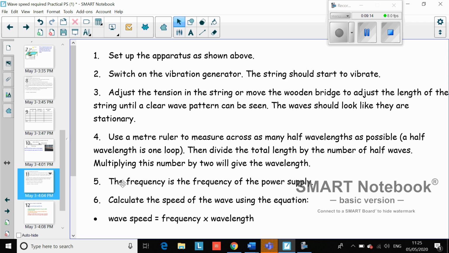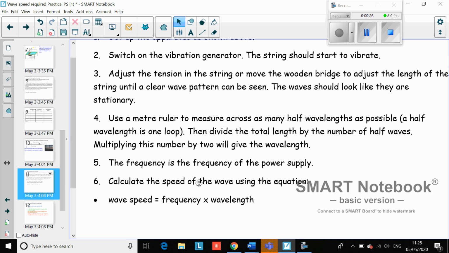Right, the frequency is the frequency of the power supply which you set. So your alternating current power supply will be set, and then you simply do frequency times wavelength to get the wave speed. So once again, you would describe how you would do the practical. You must include the equation which you would apply in there.